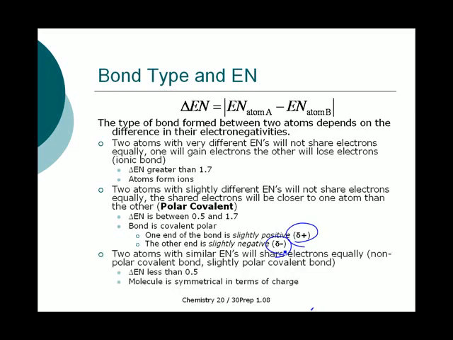If the difference in electronegativity is less than 0.5, then the electrons are being shared almost equally in terms of charge. One might be slightly more than the other. For us, they're slightly polar covalent. If the difference in electronegativity is 0 (delta means difference, that's a little triangle), then we have a non-polar bond.